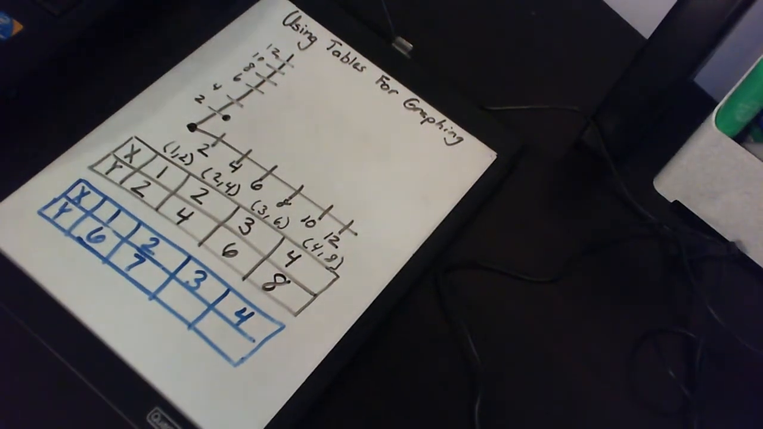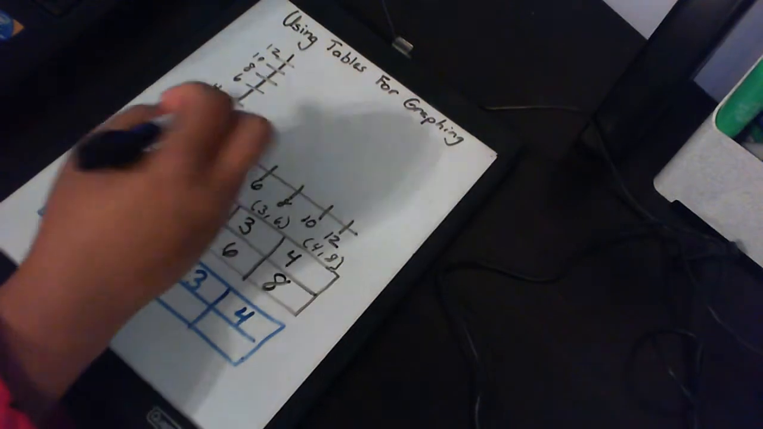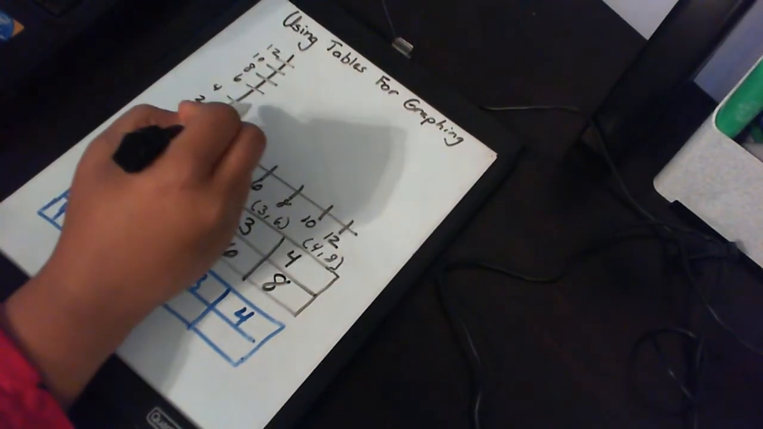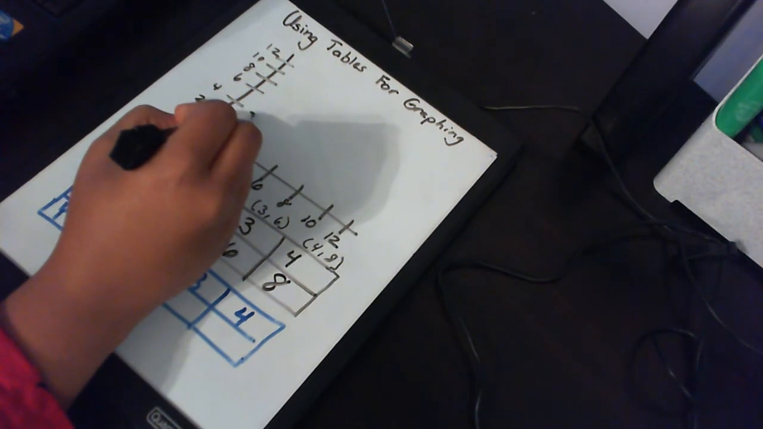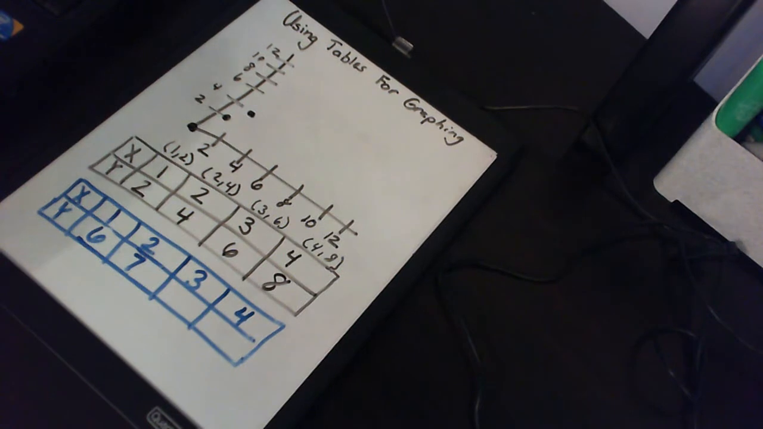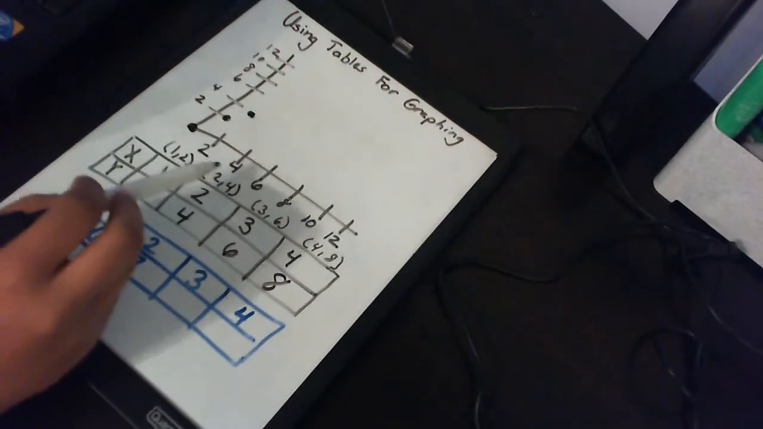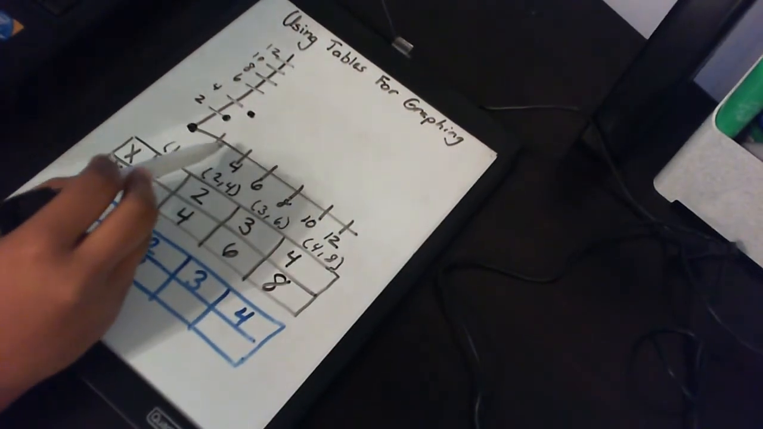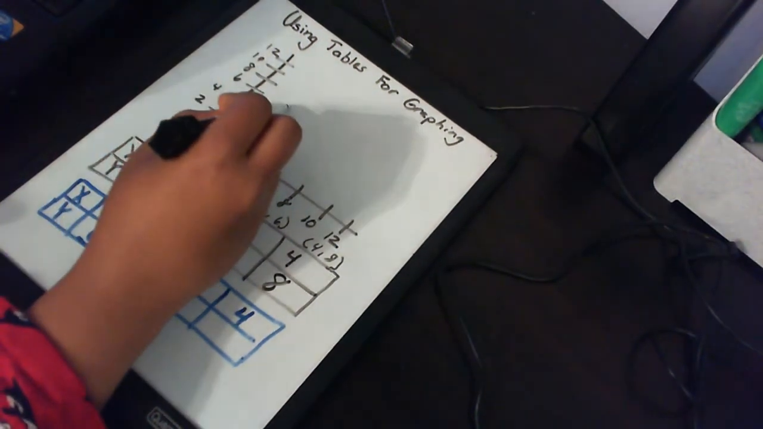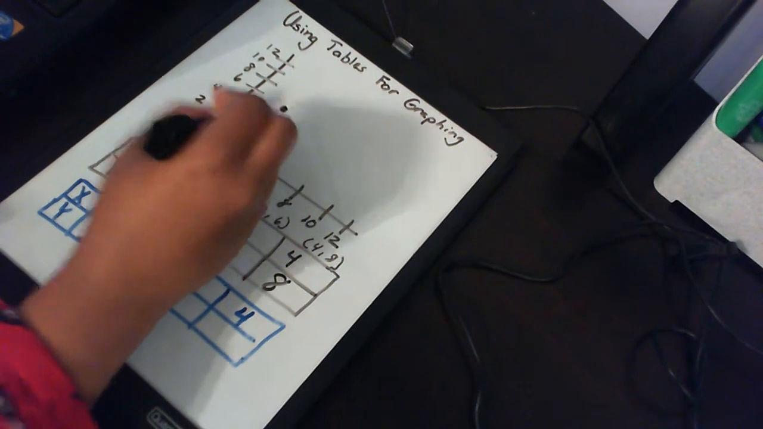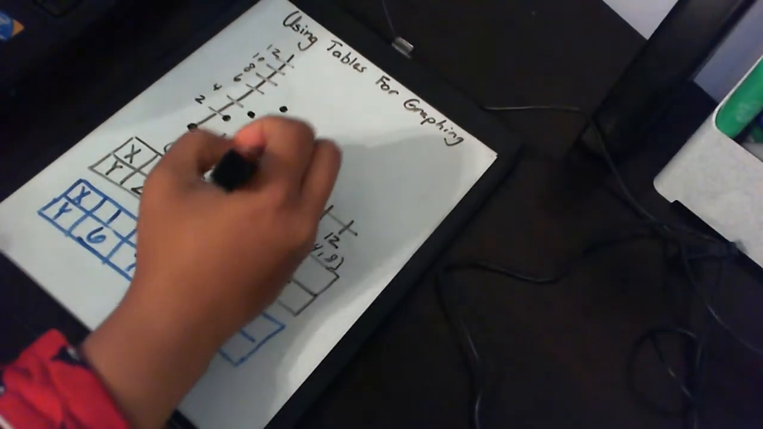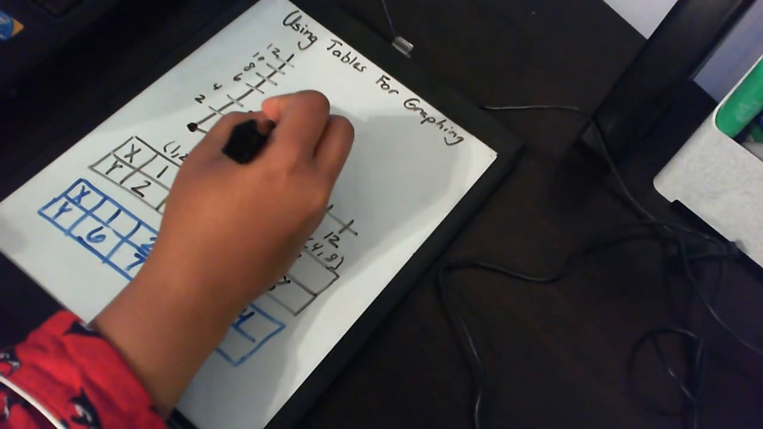So for the next box, it says 2, 4. So I'd go over to 2 because we always do our x-axis first, and I would go up to 4, and that's where my dot would be. My next one says 3, 6. Now, we don't have a 3, but we know 3 is in the middle of 2 and 4, so we'll come right here, and we'll go up to 6. And then our last one is 4, 8. So we go 4, we go up to 8, and we draw our dot.